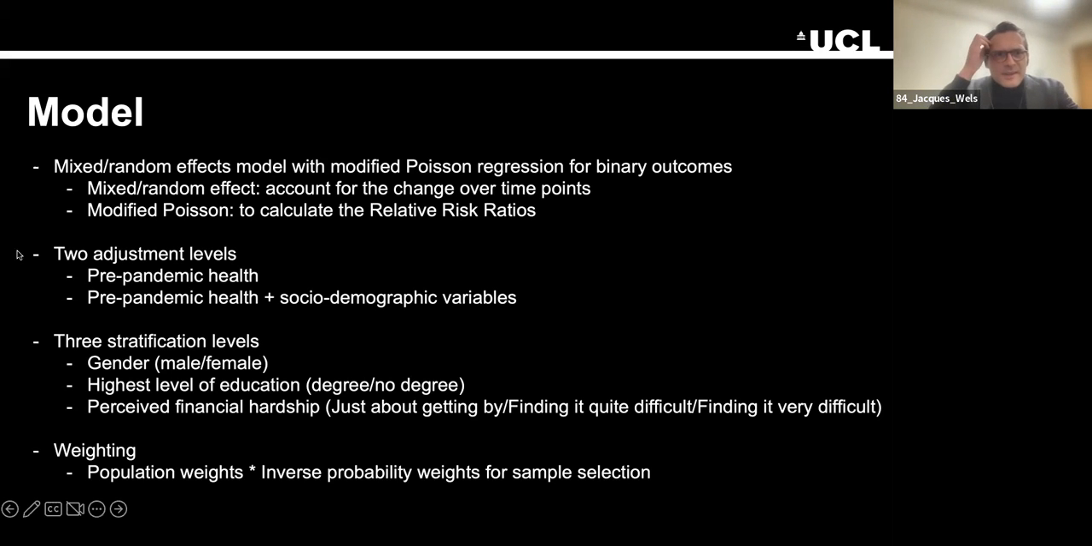We have, as I've said, 2 adjustment levels, 3 stratification levels, but here I will only focus on perceived financial hardship, and we have a weighting. So we weight for population weight when available in the data set, and we multiply this population weight by an inverse probability weight calculated based on pre-pandemic response information to be sure that we don't drop people we shouldn't drop because we select pre-pandemic waves.